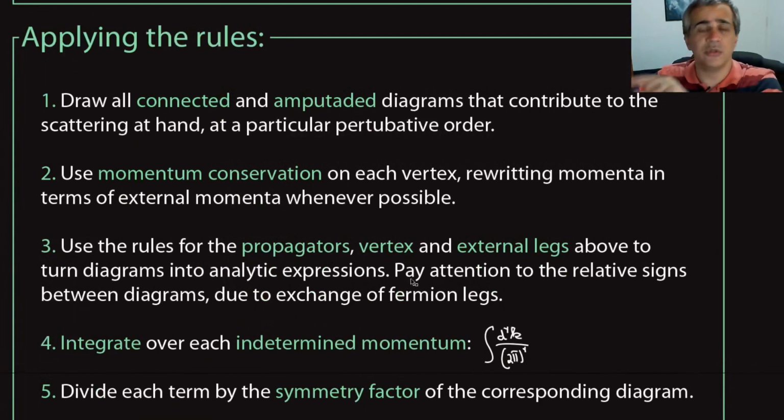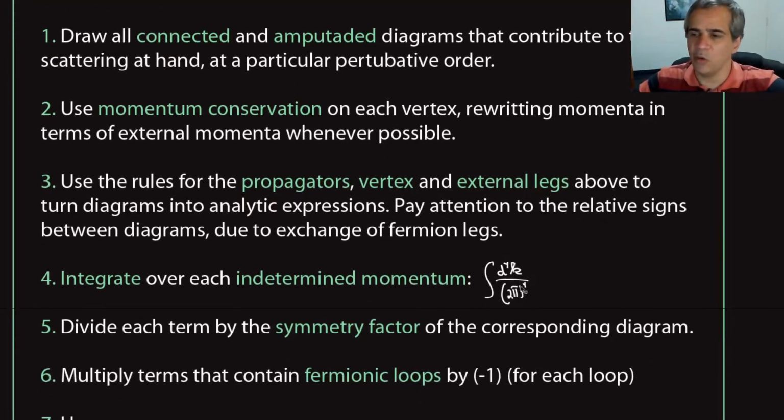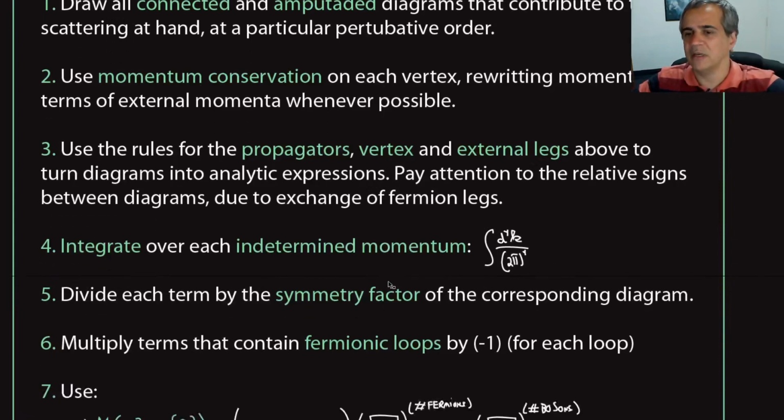And pay attention to the possible relative signs between diagrams, especially if you have external fermions. You have to think a little bit about how the contractions have changed from one diagram to the other to decide on the relative signs. Then integrate over any internal momenta that you didn't manage to eliminate in step 2. Of course, you're not integrating over the external momenta.